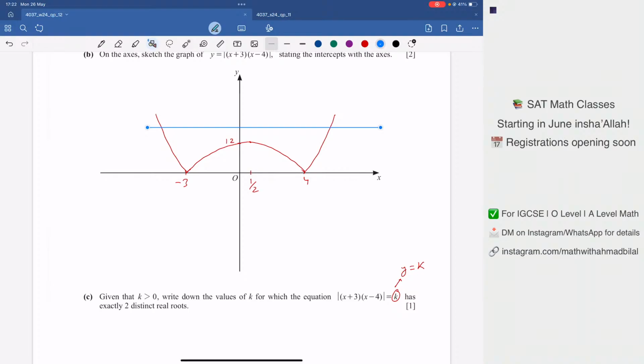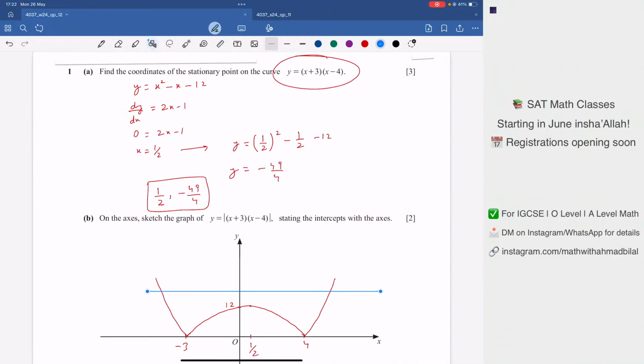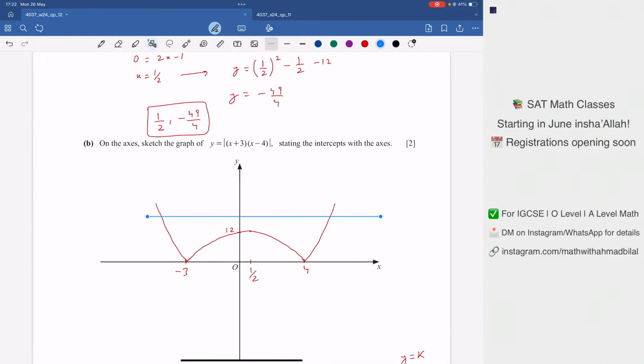Make sense? So what do we say about this then? What are the possible values that we get from this? Above the y coordinate of the turning point. Now, what was the y coordinate of the turning point? The y coordinate was minus 49 over 4.